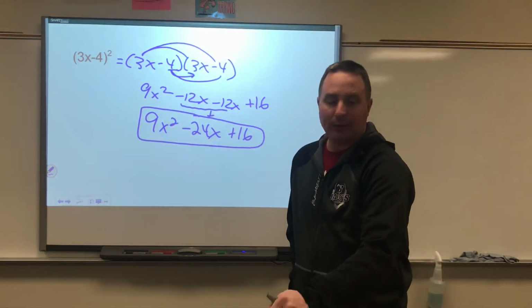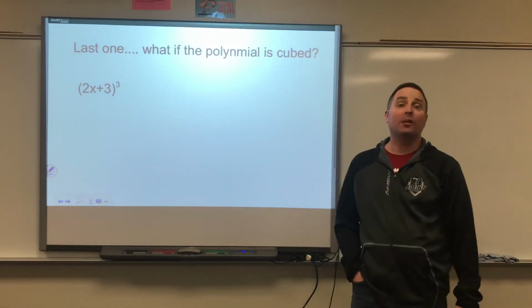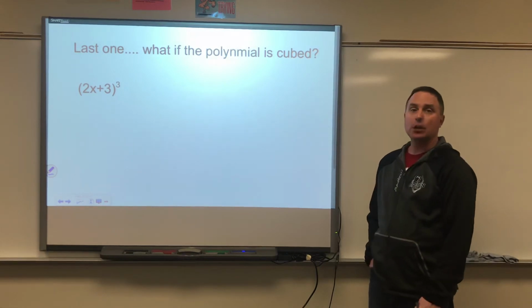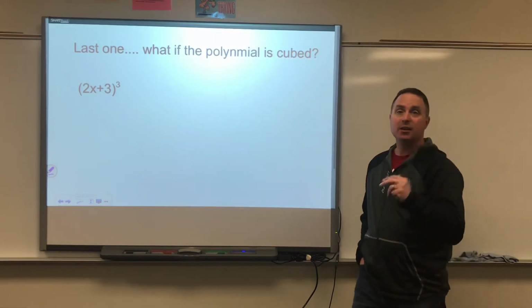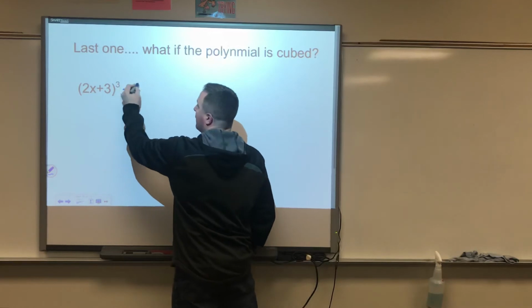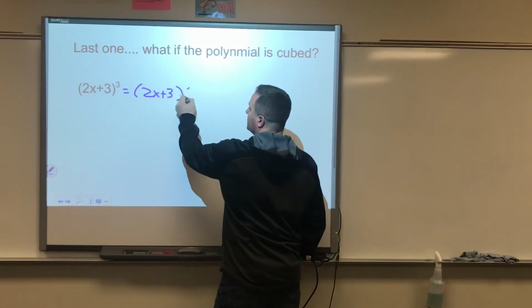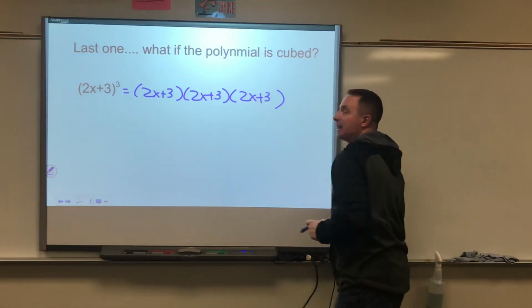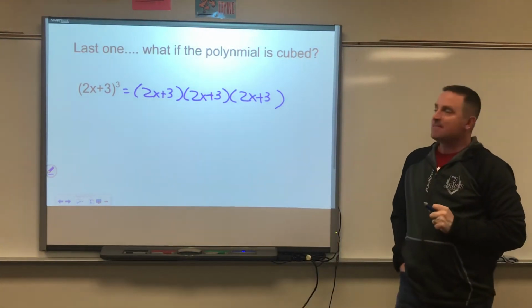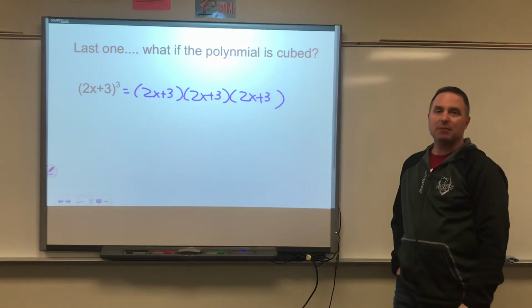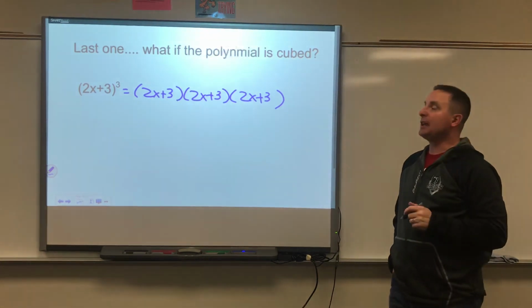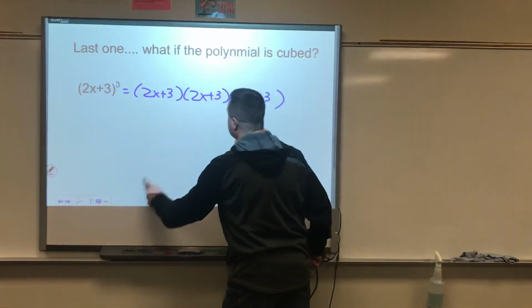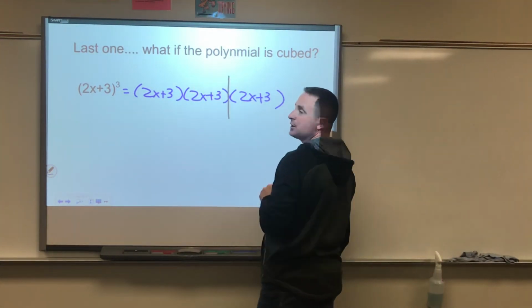Okay, I got one last one. What if the polynomial is cubed? Well, just like squared, if something's cubed, it means we multiply it together 3 times. So I'm going to have a 2x plus 3, a 2x plus 3, and a 2x plus 3. And the thing is, how many things can a person multiply at a time? You can only multiply 2 at a time. And it doesn't matter which 2 you multiply at a time. But for simplicity's sake, let's multiply these first 2 together.